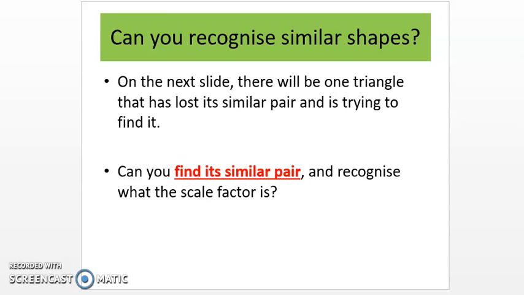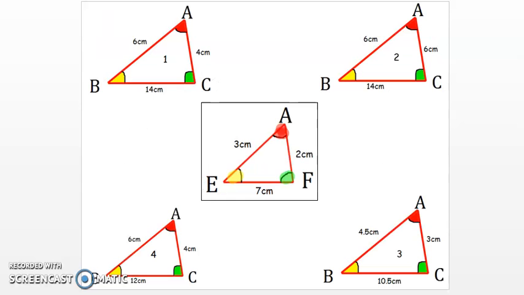Let's try to solve another problem, finding the similar triangle for the triangle in the middle. So the problem is that I want to find a pair for this triangle. Either it can be this triangle, this one or this one. The best thing, as we have just learned, is to find the corresponding ratios or the scale factor, and if they are the same, we can conclude that the two triangles are similar.